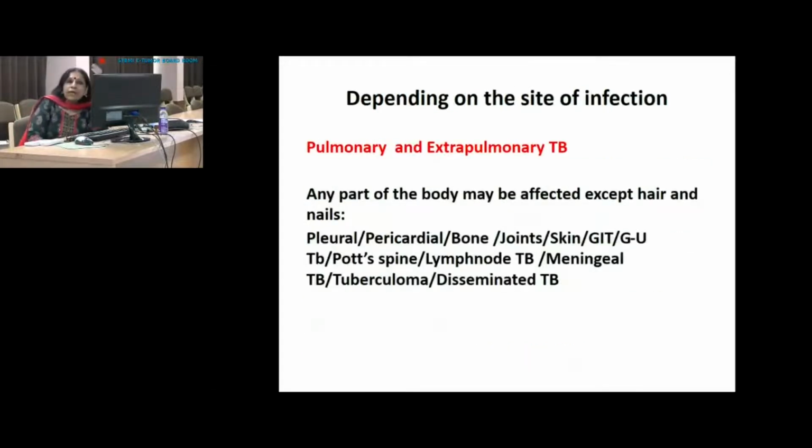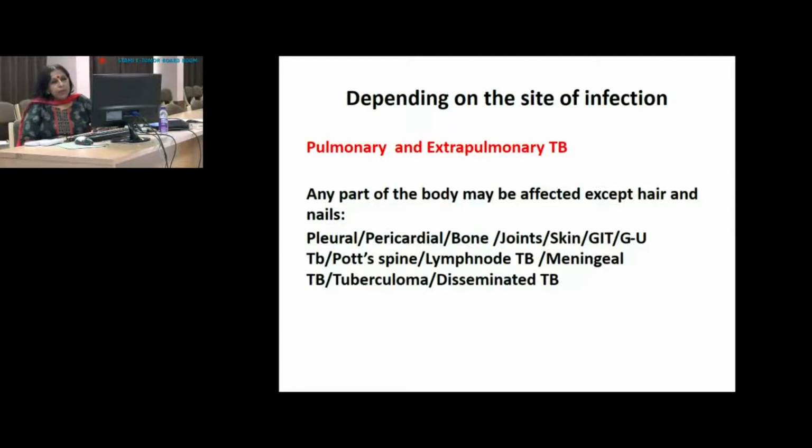Now, depending on the site of infection, again, TB can be classified. This is very easy to understand. There is pulmonary, which is the main focus always of all programs, because this is usually the infective type of TB. So they can be pulmonary, which is TB in the lung, and extrapulmonary, which is TB anywhere else in the body. All parts of the body are affected by TB bacilli except hair and nails.